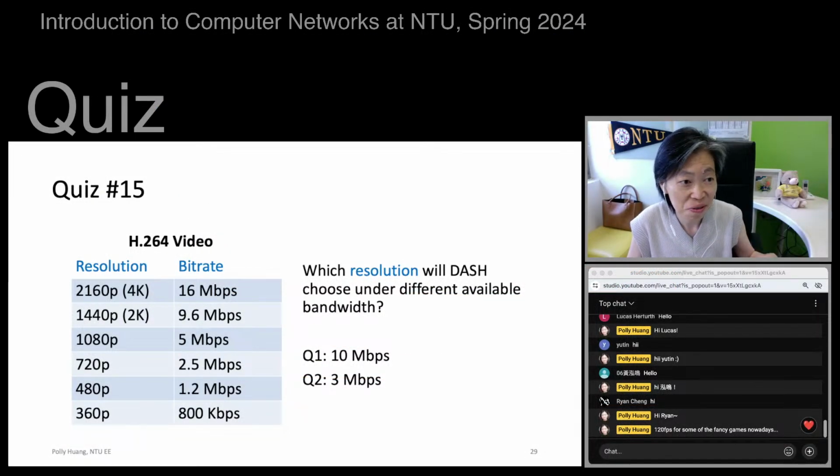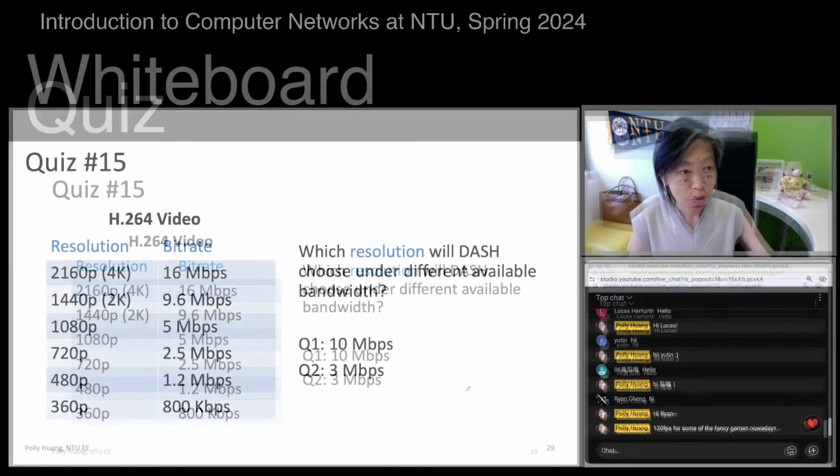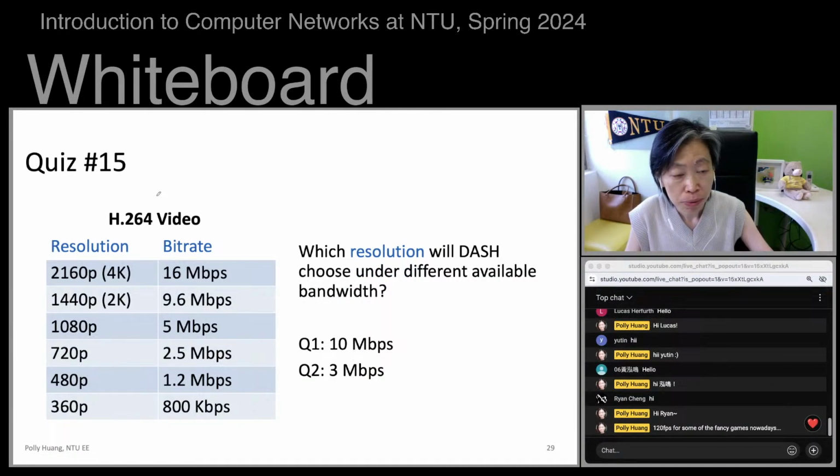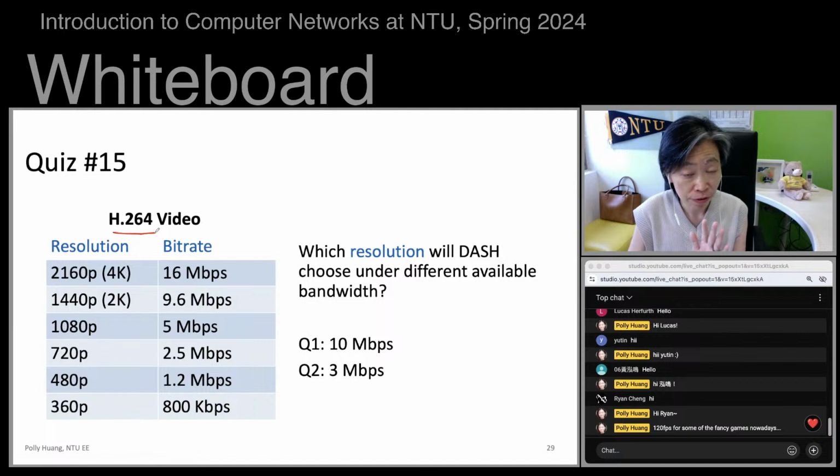And that takes us to quiz 15. Let me go to the whiteboard. So MP4 is an encoding scheme, and H.264 is by far the most popular one. According to the scheme and according to Google, if we encode a video at this resolution, the bandwidth requirement is about 16 megabits per second. A slightly lower resolution has a lower bandwidth requirement, and so on and so forth.